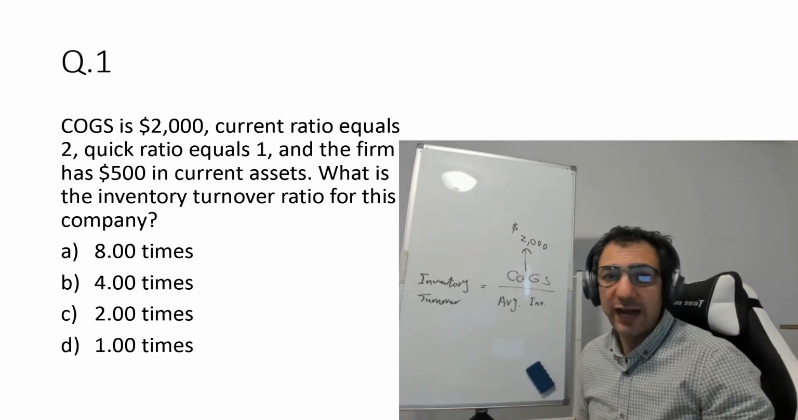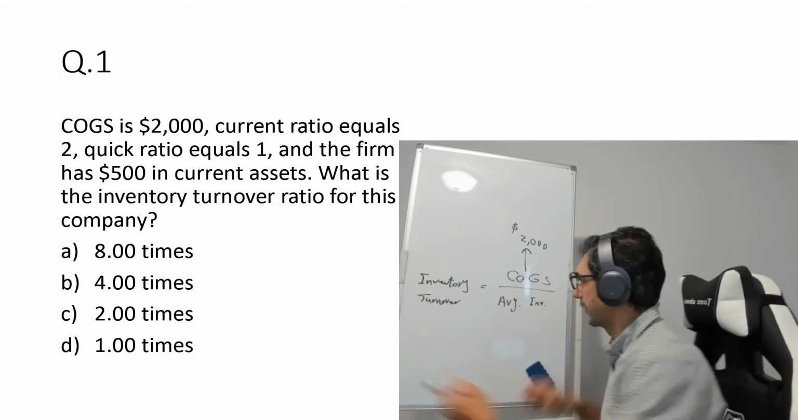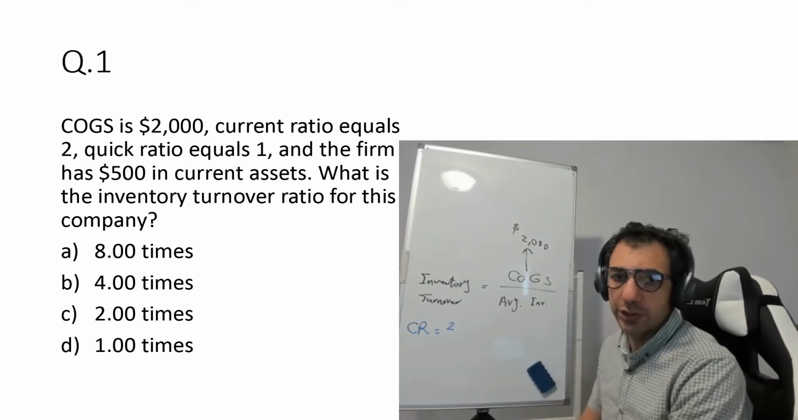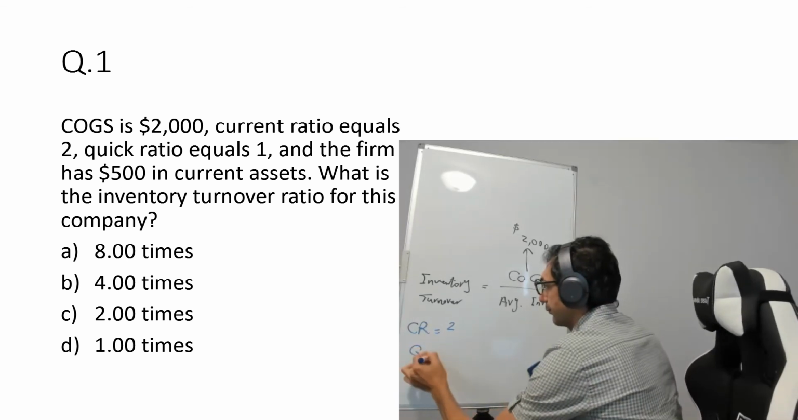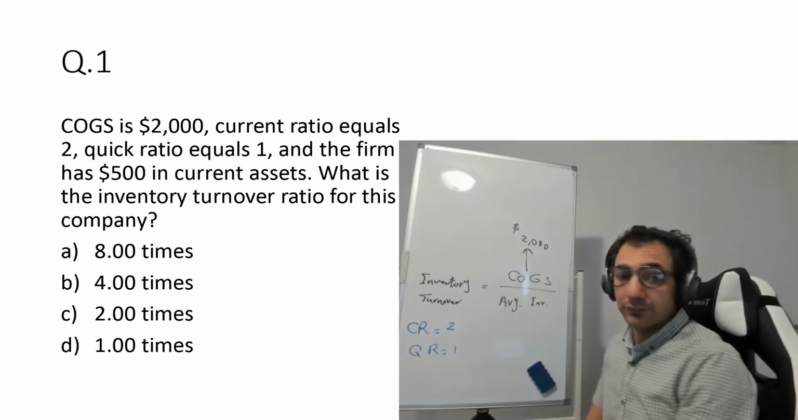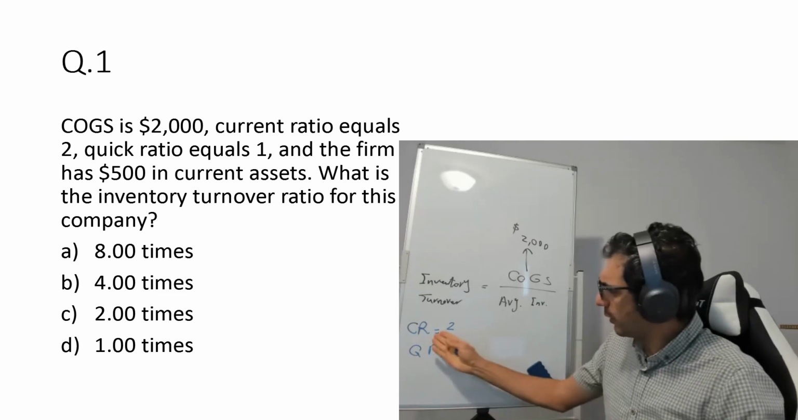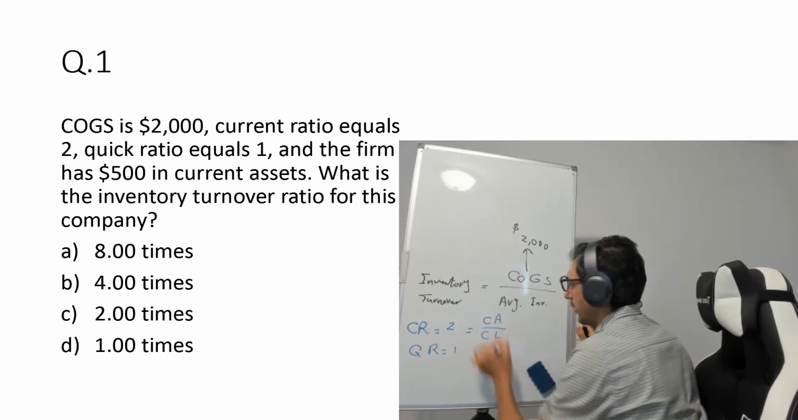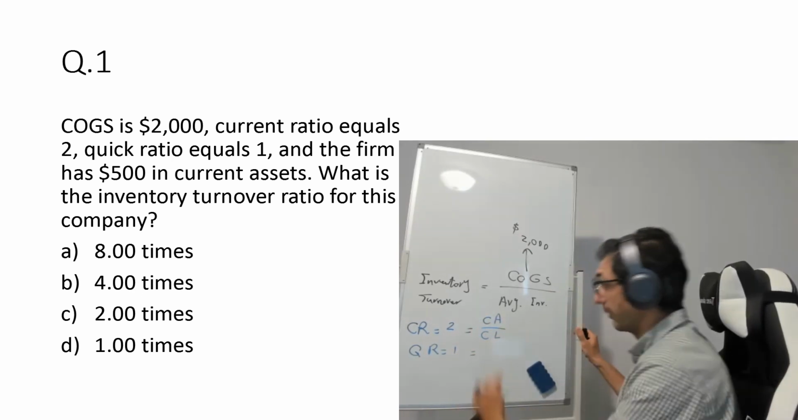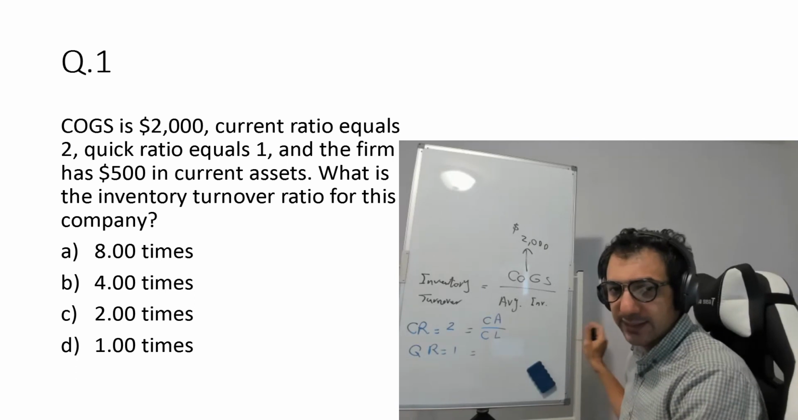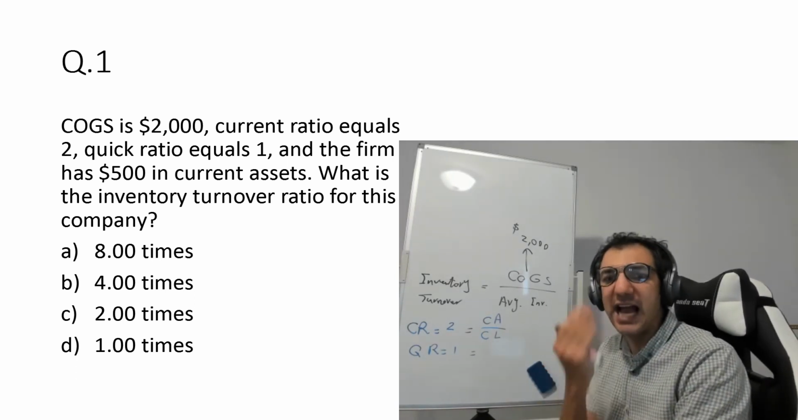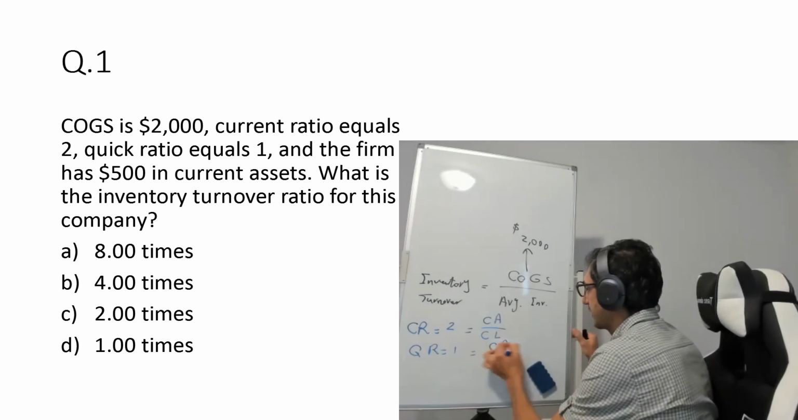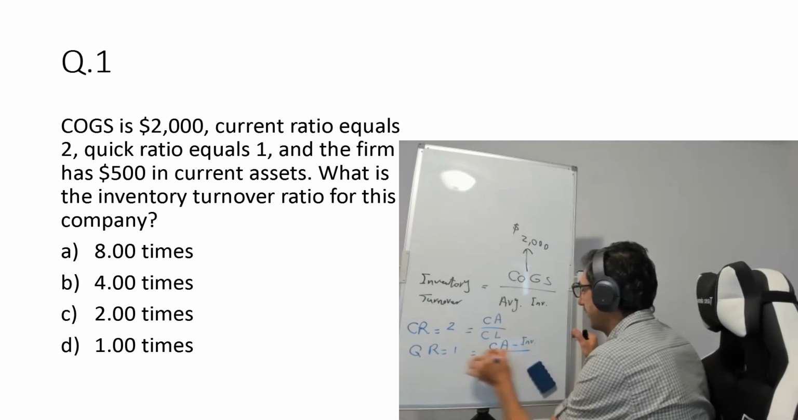What we have here is the current ratio of the company. So what is the current ratio? The current ratio is 2, and the quick ratio is 1. So what was the current ratio? The current ratio was current assets divided by current liabilities. What was the quick ratio? The quick ratio was very similar to the current ratio. The major difference was we are taking out inventory from that. So it should be current assets minus inventory divided by current liabilities.